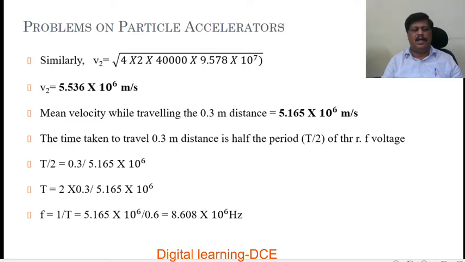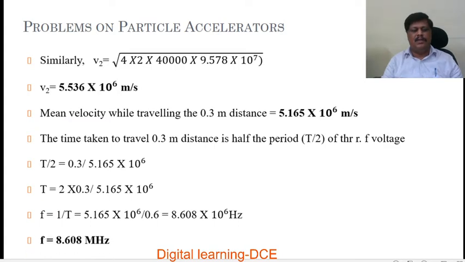So frequency of the RF oscillator voltage applied. Here this is the expression for T, but frequency is equal to the reciprocal of T, that is 1 by T. Therefore 5.165 into 10 power 6 over 2 into 0.3, which becomes 0.6. So after simplification, we get the value of frequency of RF voltage as 8.608 into 10 power 6 Hertz.